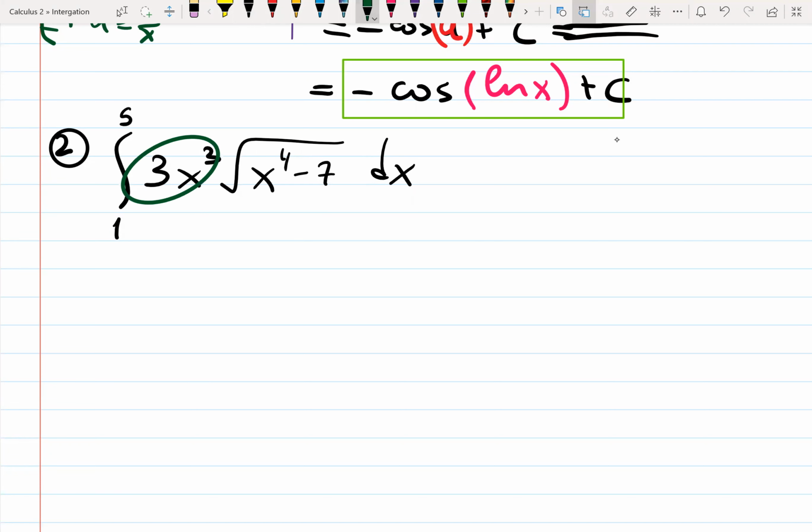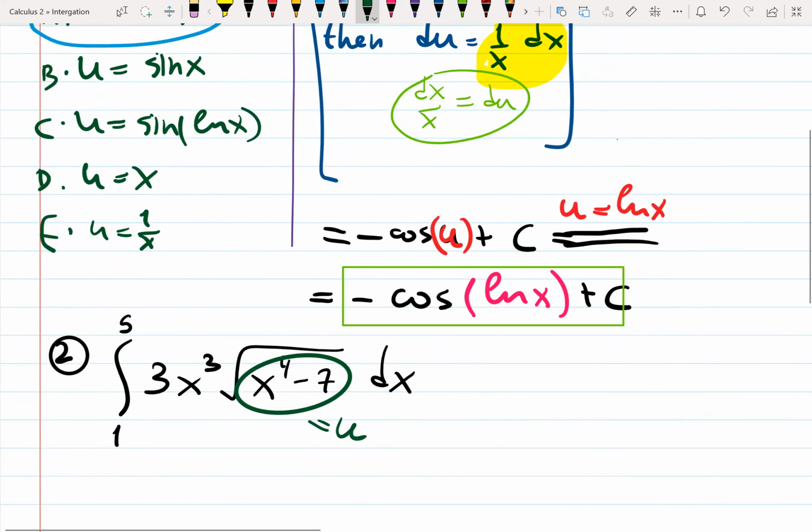This can be 3x squared, the whole square root, and usually this whole square root is not the u-sub. Again, whatever you feel is too complicated, usually the inside of the function is the u. So I don't like square root of stuff. I know how to integrate or differentiate square roots, but how to integrate square roots with stuff in it? So that is where I want to choose u.